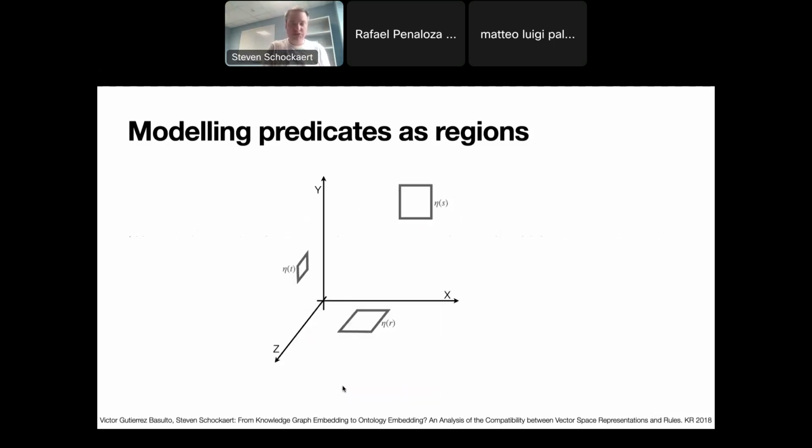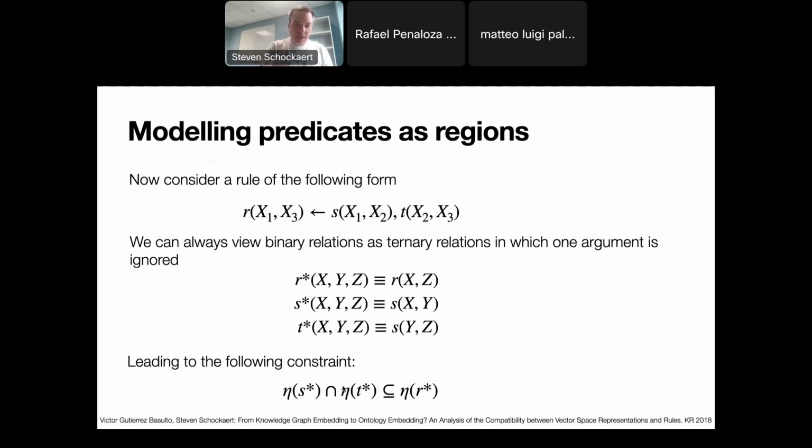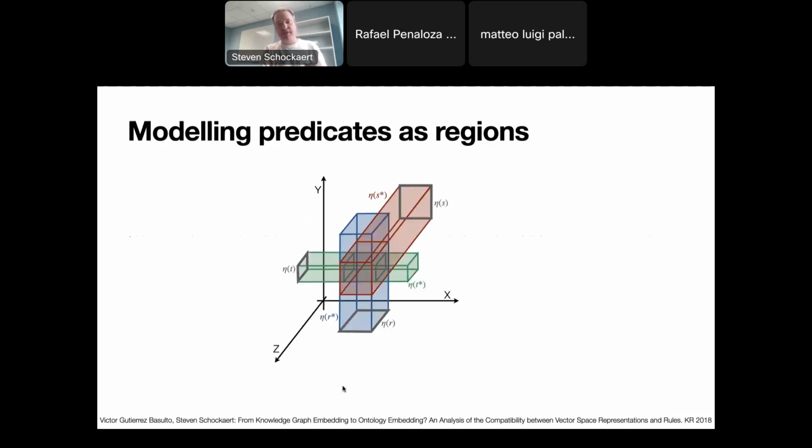Just to illustrate this, here we have the representation of relationship R, which is two-dimensional, right? But we can think of this as a three-dimensional region by simply extending. I mean, the third dimension doesn't matter, so we just extend it infinitely along the z-axis. So it's called a cylindrical extension of this two-dimensional region. And we can do the same for the representation of R and S. And then again, we can see that this rule here is satisfied because in this three-dimensional space, the intersection of S and T is included in the representation of R.